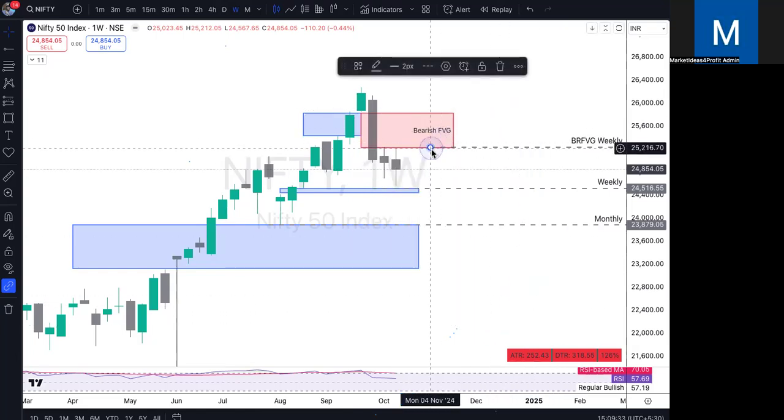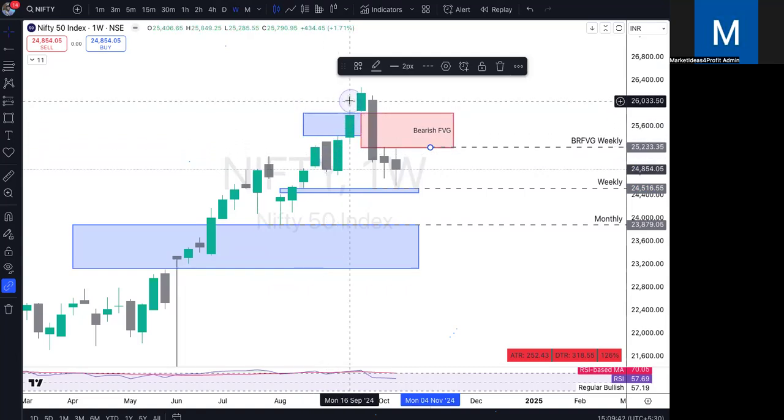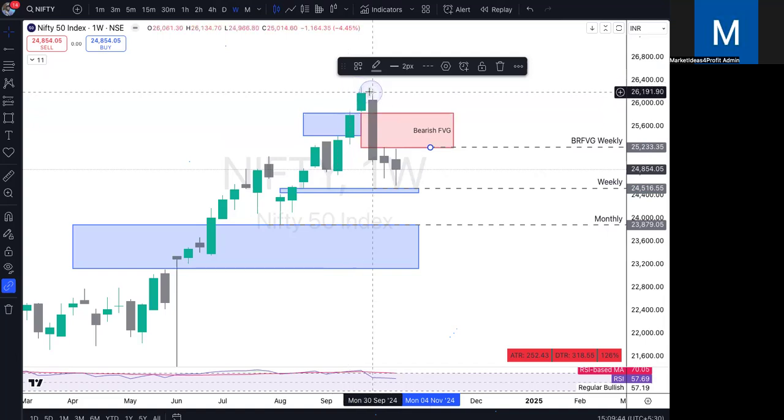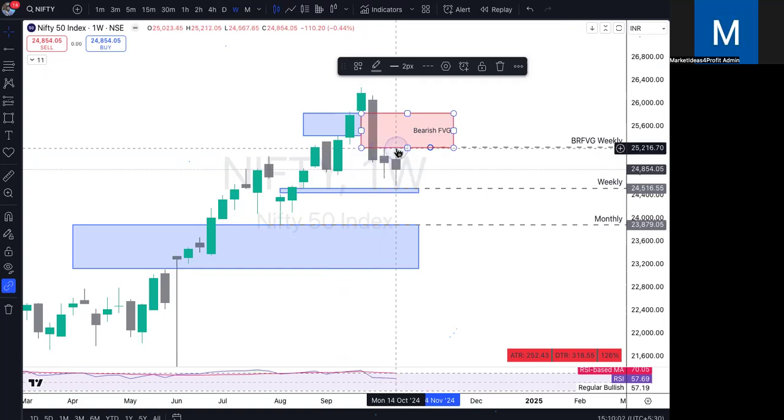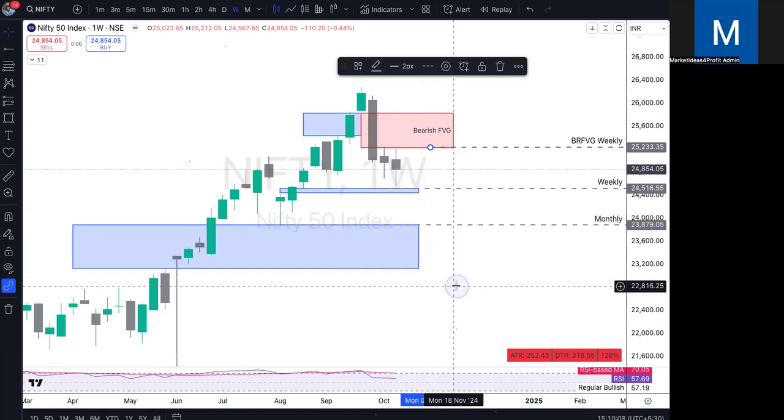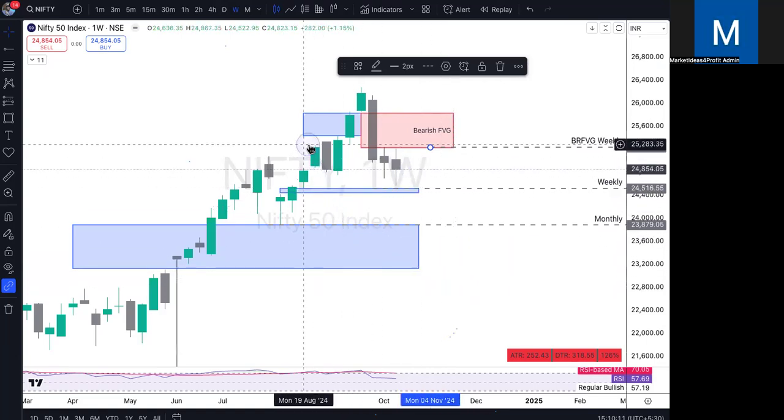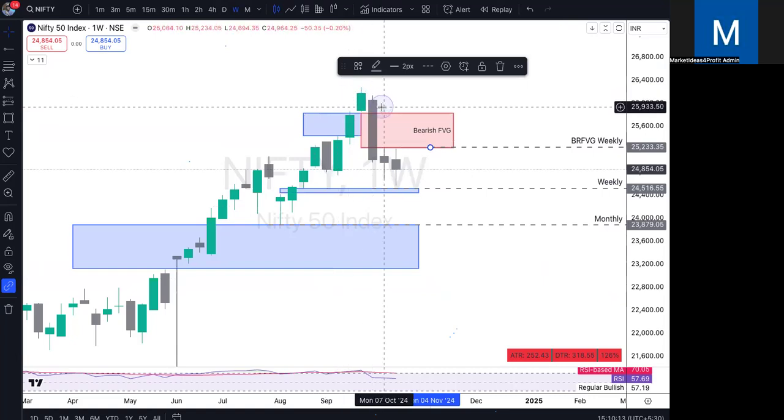What is happening here is that there was a fair value gap creation on the long side, on the bullish side, and that was negated by a move down by the Nifty. This was the week ending 30th of September, and we came down and created a fair value gap here. In the last 2 weeks, every time the price has pushed to this particular level, 25,200, we faced a rejection there and came down. What does this tell us? This tells us that there is a reversal taking place in the Nifty.